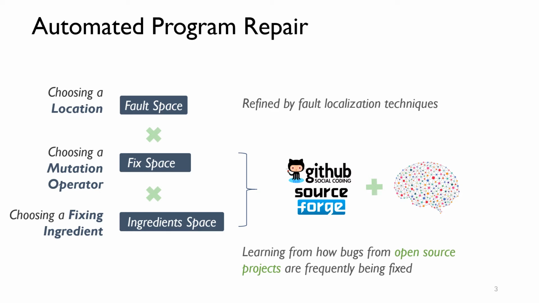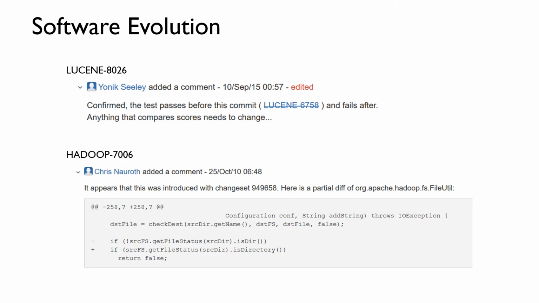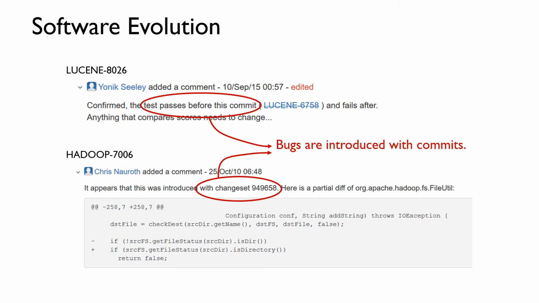In this study, we are proposing a new direction to refine the fix space and ingredient space. The new idea is inspired by our observations that developers are often looking for the information of bug-inducing commits when debugging in practice, as shown in the two examples.